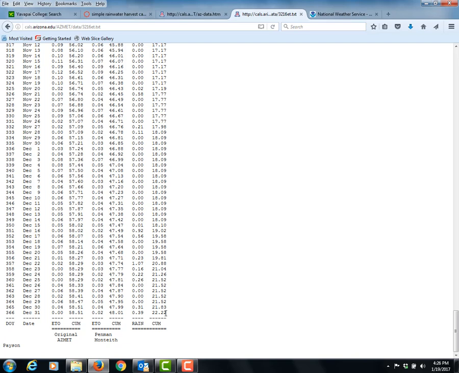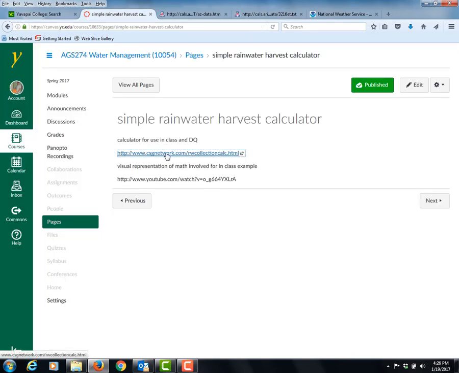Now Payson has a lot of this wintertime precipitation in snow, and so that would be the melted equivalent of that snow melt. So now we have this number, 22.22 inches for the whole year in Payson. So now what I'm going to do is open up the rainwater harvesting calculator that I've provided for you.